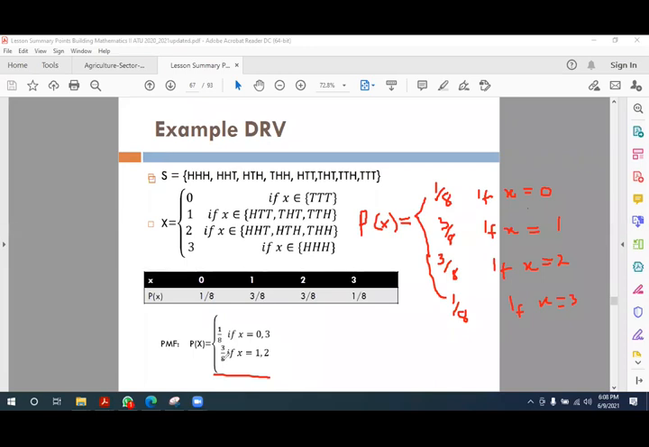Is it clear to you? If it's clear, just give me a yeah or yes on the page. Is it clear to everyone?